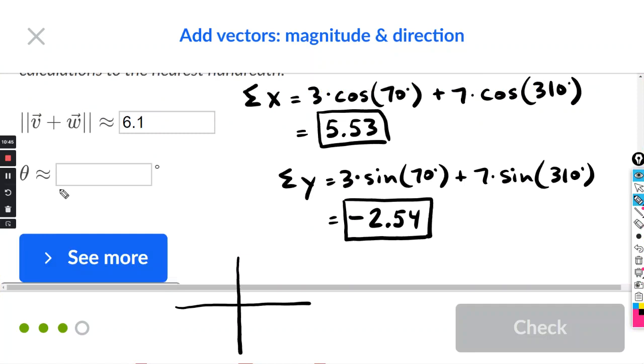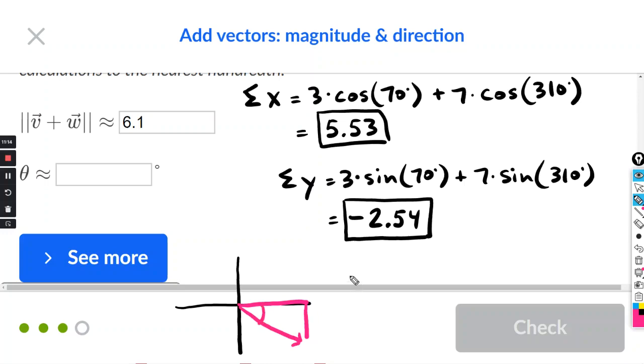So for the direction, you want to see which quadrant you're in based on these. Okay, I'm going to go positive 5.5 on the x, and I'm going to go negative 2.54 on the y. So that would be down since it's negative, and this right here would be the resultant vector. Okay, so we're in quadrant number 4.